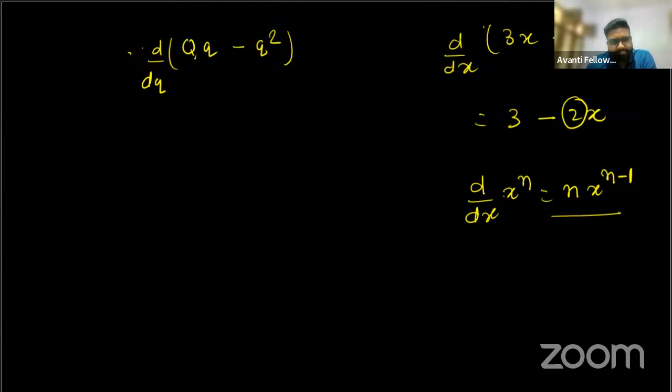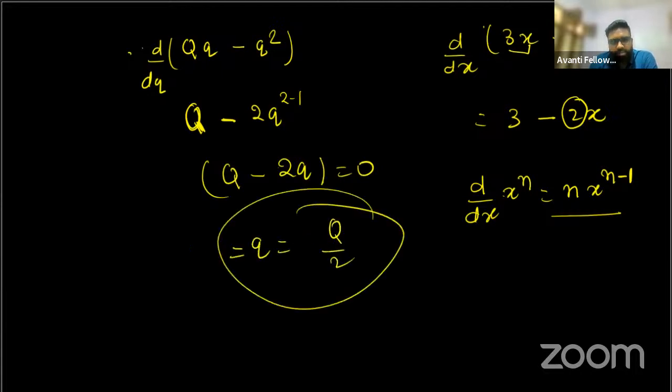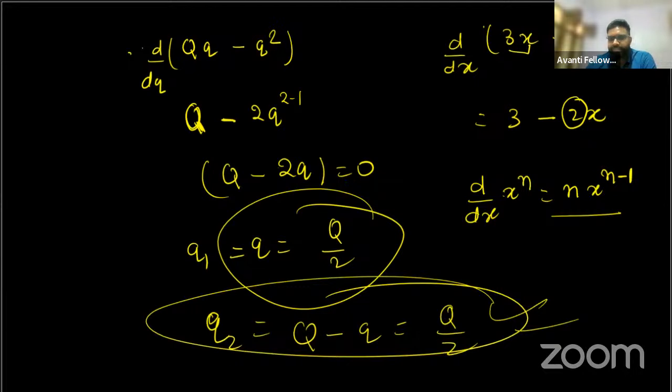It is already fixed. So capital Q is similar to 3x, capital Q into small q. So only capital Q will be remaining here. Minus q square, 2 into q raised to the power 2 minus 1, Q minus 2q. And when we equate it to 0, the value of small q comes out to be Q by 2. Small q I have assumed as q1, and q2 is nothing but Q minus small q, Q minus Q by 2, which is also Q by 2. Now is it clear? JNV Raichur, is it clear now?